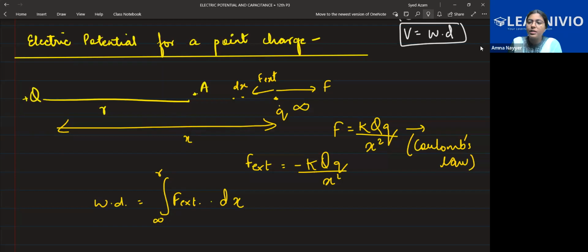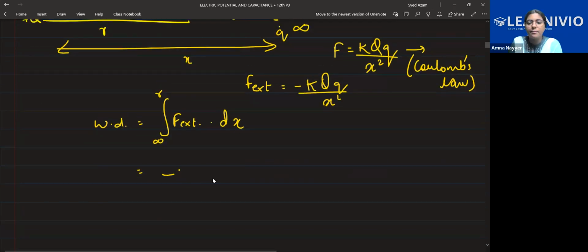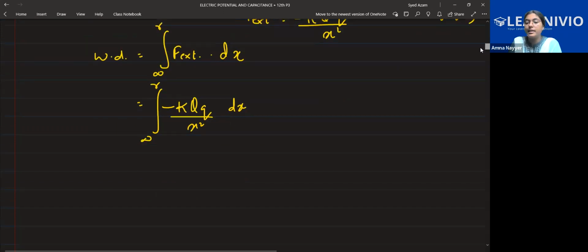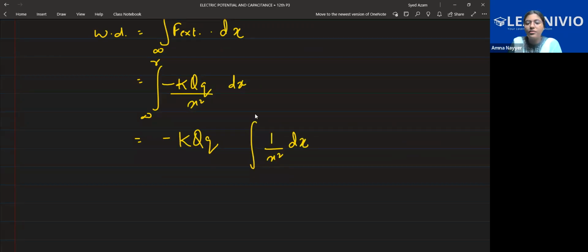Now, let us put the value of F external. This will be the integral of minus k capital Q small q by x squared dx from infinity to r. We have studied integration in detail in the last class, correct? So see, minus k capital Q small q will be taken outside because they are constant terms. We'll be left with 1 by x squared dx from infinity to the point r.